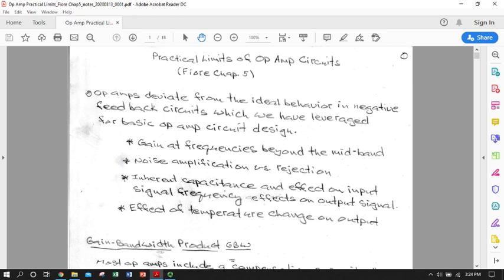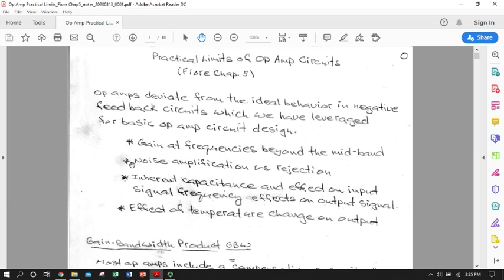Okay. So again, deviation from ideal behavior. We are still going to concern ourselves only with negative feedback circuits, so no positive feedback, no oscillators. And the big differences we're going to look at are gain at frequencies beyond the midband. So Chapter 4 was only in the midband. We weren't considering any of those negative 20 dB per decade frequency roll-offs. Now we will. We're going to look at noise amplification versus rejection.